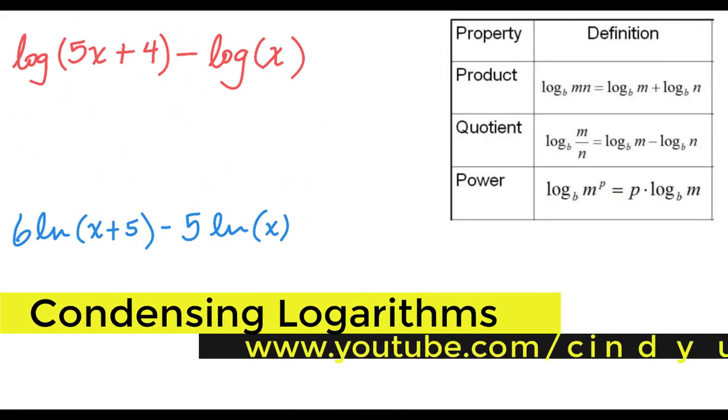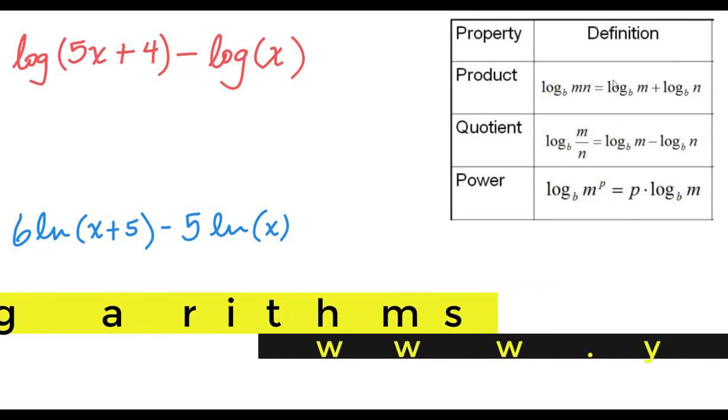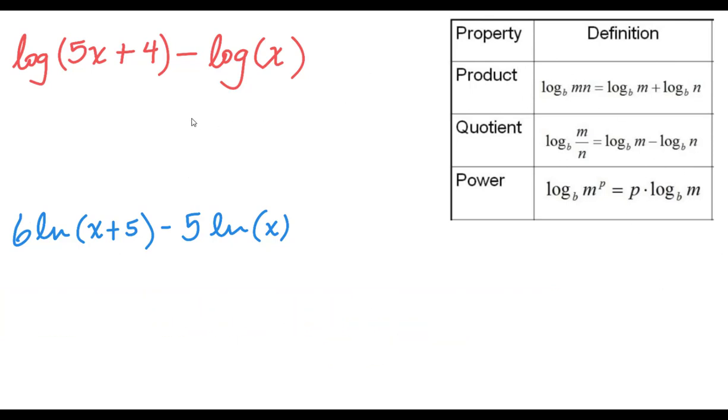Right, in the last video I showed how to expand logarithms using these properties. Well, now we're going to actually condense them. So I can see here that there's a minus. So I'm going to go from this difference to a quotient, and simply by putting 5x plus 4 up top and x on the bottom.